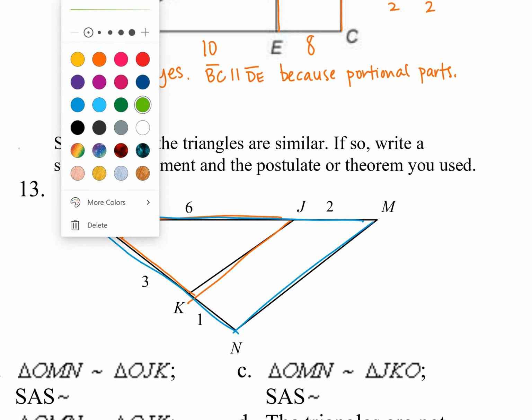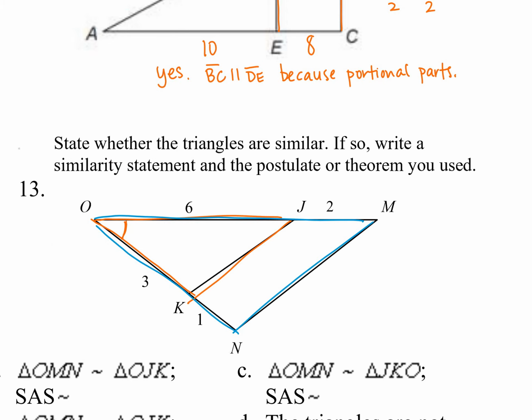I'll go green for a while. So that means that 6/3 should be proportional to the entire blue side, which would be 8/4. And we can reduce these. 3 goes into 6 2 times, 4 goes into 8 2 times, so they are proportional. And then what that gives us is the side. They are proportional by side, angle, side.